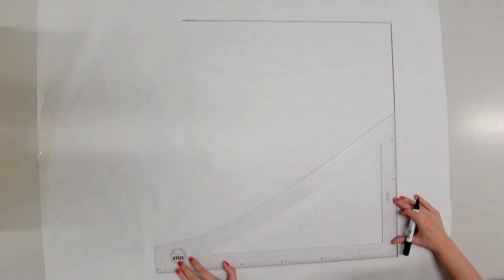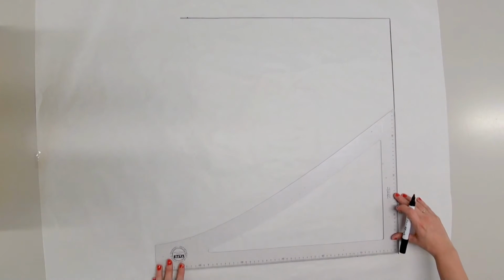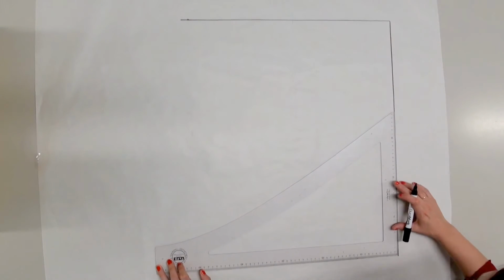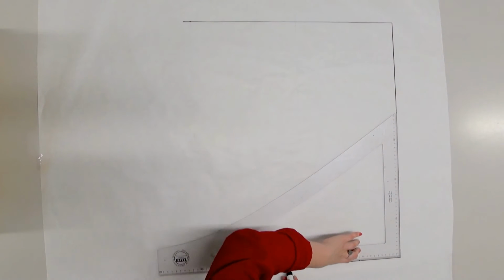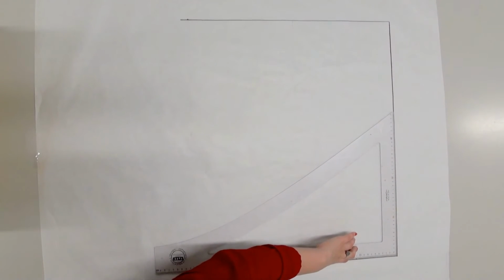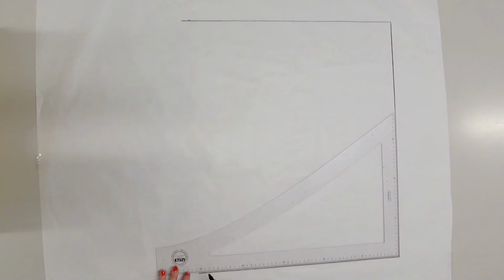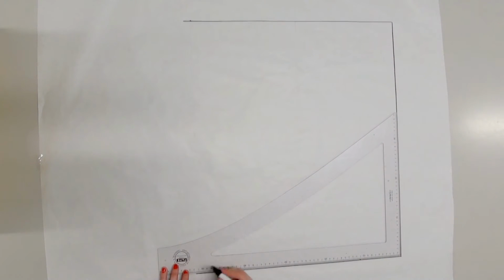So again, squaring off that centre line, okay, at that 60 centimetre length. So you just have to try and orientate your ruler. Again, I'm going to go a little bit further, okay, and mark.